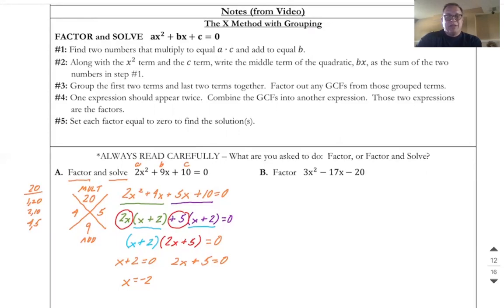Think about the 2 steps needed to solve 2x plus 5 equals 0. I'm going to have to subtract 5 and divide by 2. Doing that gives me -5/2. And that's step 5. And that's the process that we need to go through.